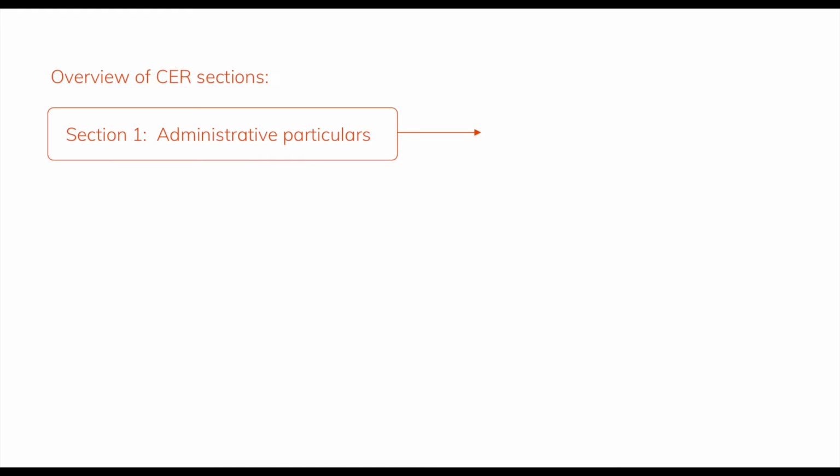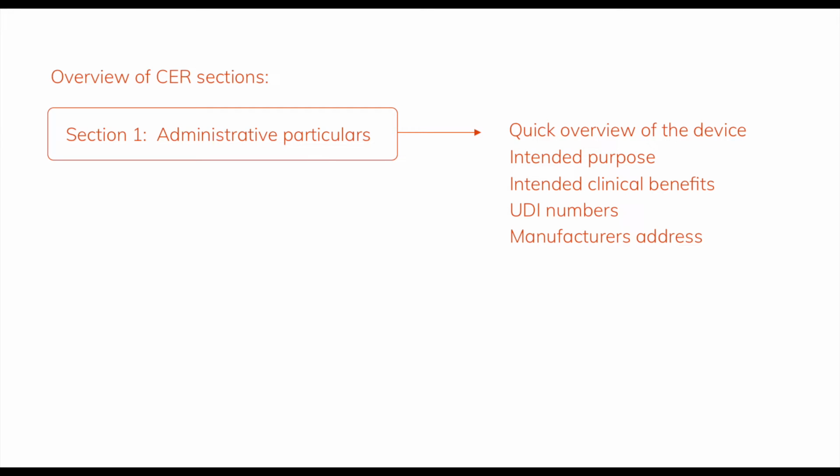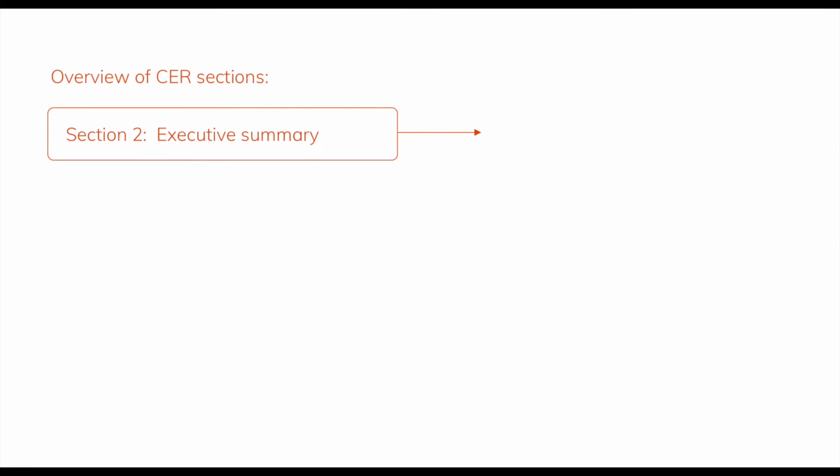Here's an overview of the sections to include in your CER. Section 1, entitled Administrative Particulars, gives a quick overview of the device, its intended purpose, its intended clinical benefits, and, as you'd expect, some basic administrative details such as UDI numbers, manufacturer's address, and so on. This is also a good place to put the names of the authors of the CER and the date and perhaps the version. Section 2 is an executive summary. This is a little bit like the abstract of a clinical paper. It's a 1 or 2 page summary of the entire CER.